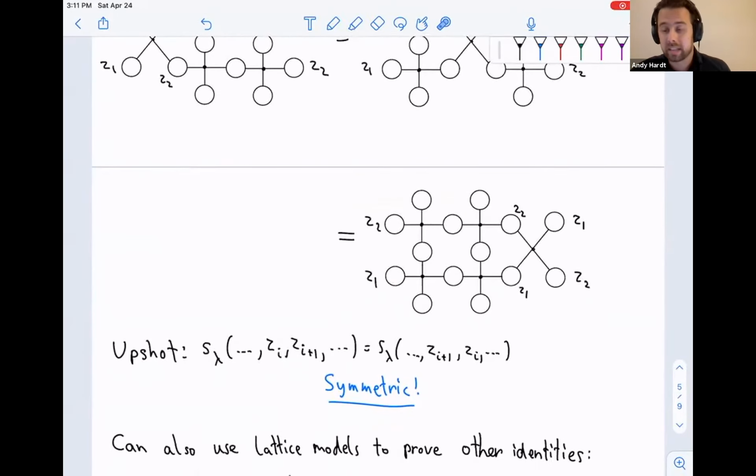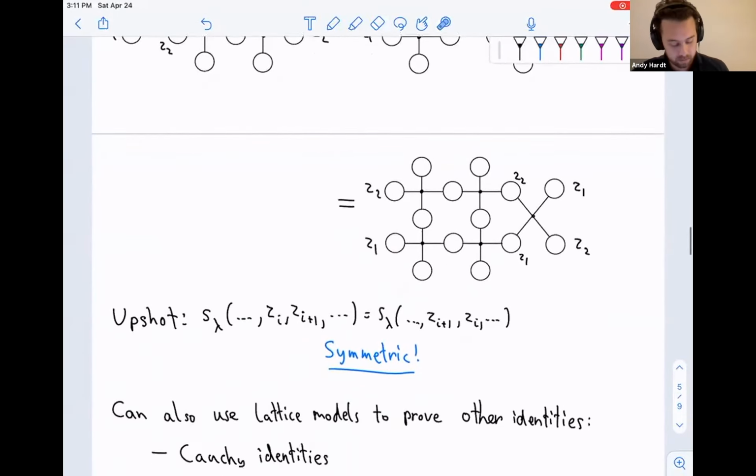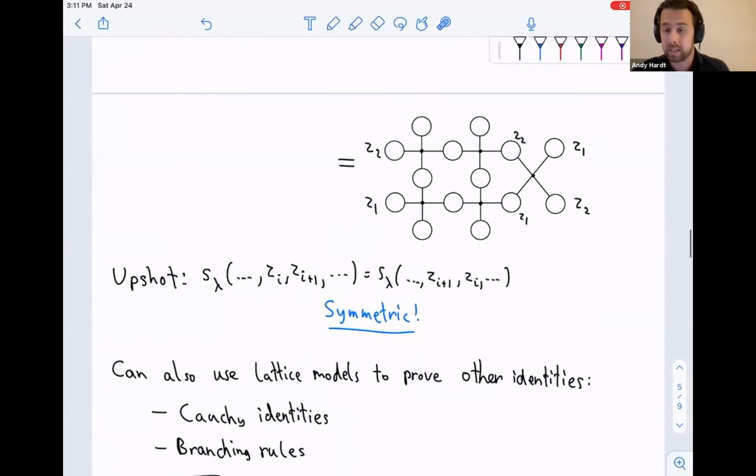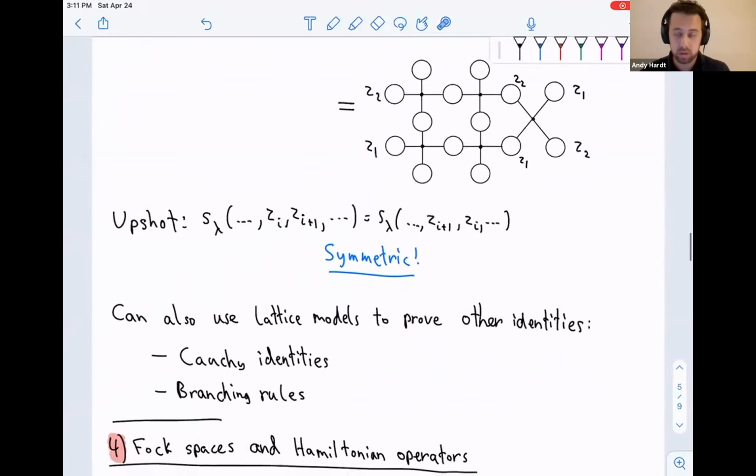We can also use lattice models to prove other identities, such as Cauchy identities or branching rules. I'm not going to really get into those except to say that we really care about identities we can prove through these combinatorial constructions. And so this is going to lead us into our next piece, which is Fock spaces.